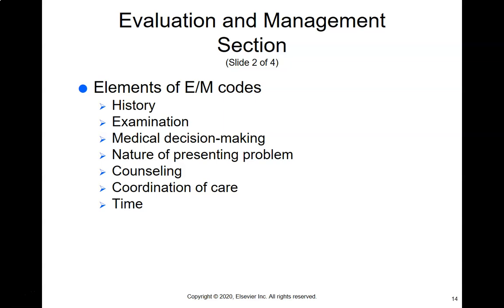The elements of the E&M codes. History, examination, and medical decision-making are considered key components of an E&M code. The nature of the presenting problem, counseling, coordination of care, and time are considered contributory factors.